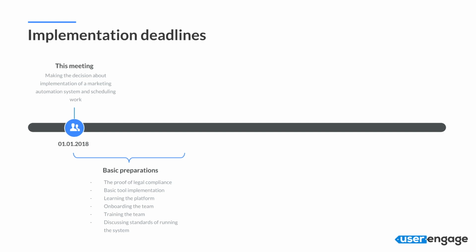The second thing is actually implementing the tool. The IT department has to paste the script on the website. And I'm not talking about some advanced implementation. This is just complete basics. All you need is the tracking code in the right place.